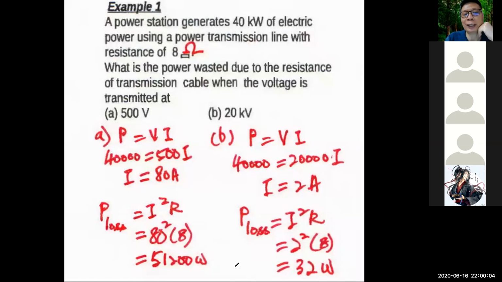This example clearly shows that the transmission of power must be in high voltage. When you transmit in high voltage, the power loss is so small. When you transmit in low voltage, the power loss is so big. You understand the concept already, why we need to step up. Okay, copy the answer first.